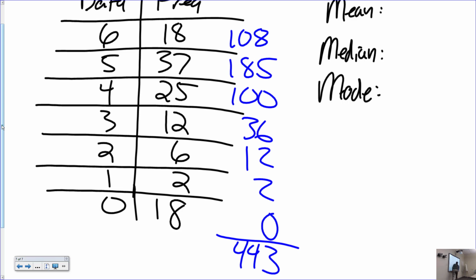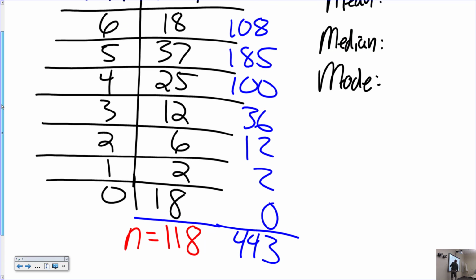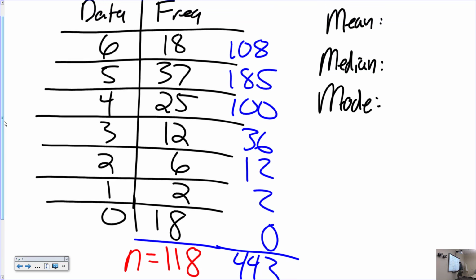So why is it 118? Because I added up 18, 37, 25, 12, 6, 2, and 18. You add up your frequencies. That's the number of numbers. 118. So that's what you use to calculate the mean. 443 over 118. Round to the hundredths just for kicks and giggles.